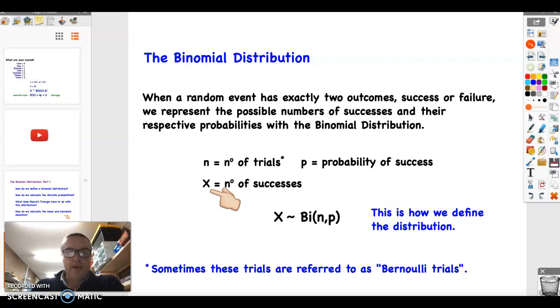So the way that we define the distribution is we write down the name of the variable, x. We use this tilde, and we use Bi to signify that this is a binomial distribution. And the two quantities that we use to define any binomial distribution are the number of trials, n, and the value of p, the probability of success.